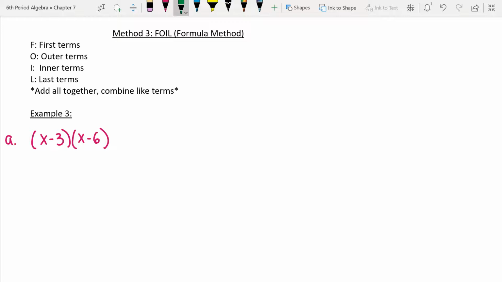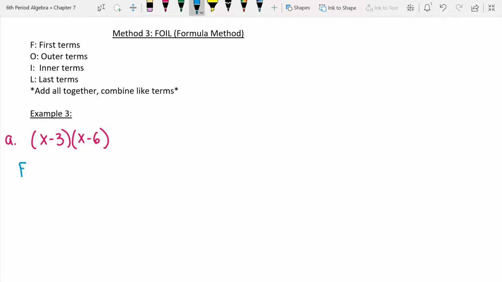So FOIL is an acronym. Each letter stands for a step. F stands for first terms. O stands for outer terms. I stands for inner terms. And L stands for the last terms. Now I put this star note that says add all together. That means combine your like terms. So I'll give you a moment to get that written down, and then we're going to work through this together.